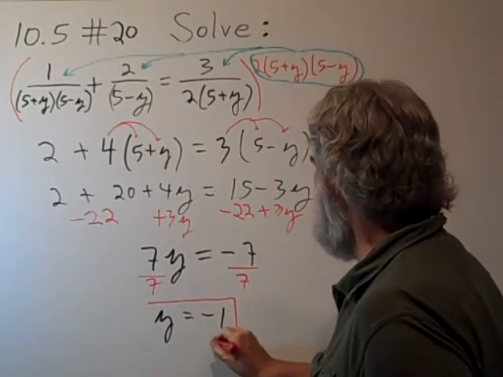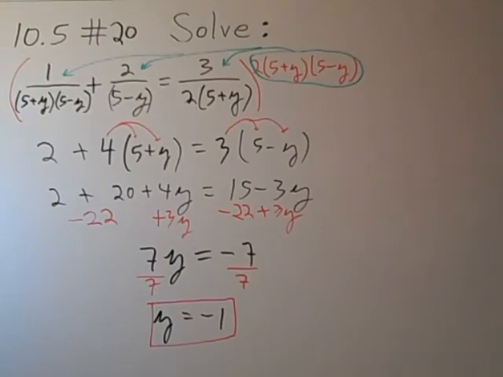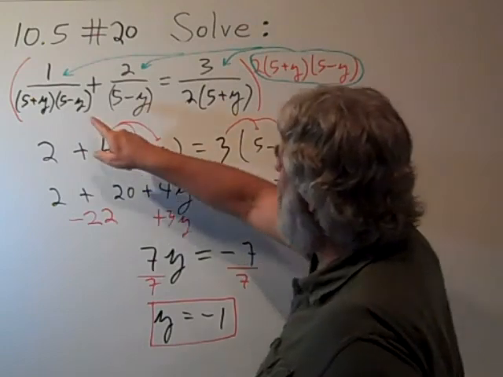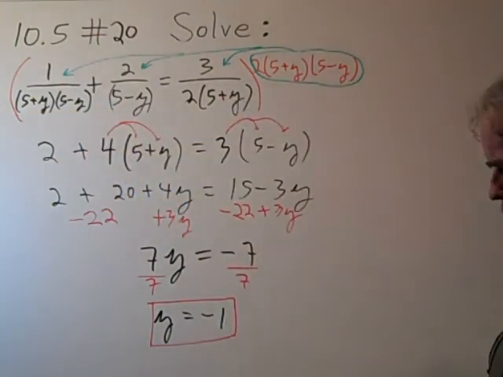So the only possible solution is negative 1. And when you look back at the original denominators, y equals negative 1 will not cause any problems. So this value checks out, and this is a valid solution to this rational equation.